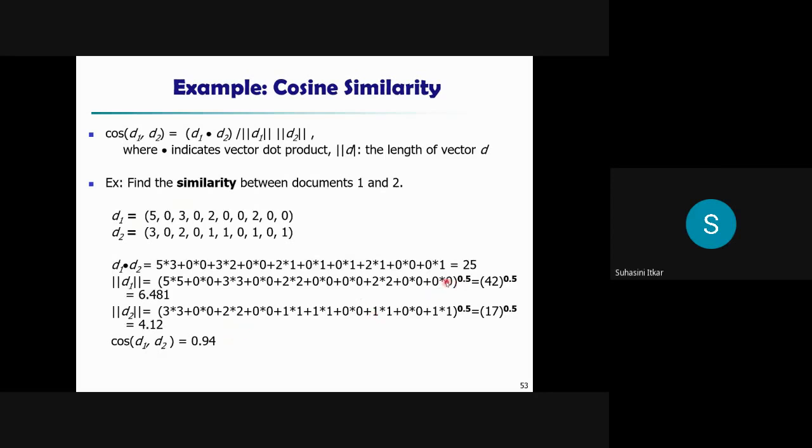Here, instead of square root, they have written raised to 0.5. So in a way, the similarity is calculated.